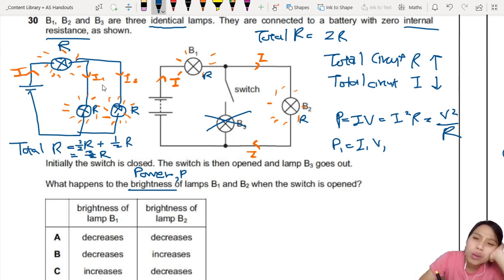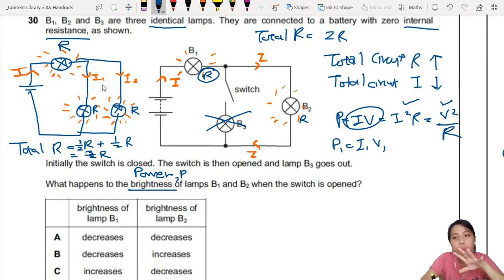You might say, Miss, which one do we choose? There are so many up here. Here's a hint: you know R is constant, and I like to have more constants in my equation. So I will probably use I squared R or V squared over R. I will not use IV, because both I and V across the bulb are changing, too many variables. I like constants in my life. Don't you like constants in your life?